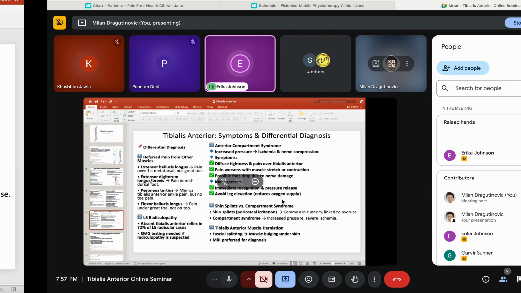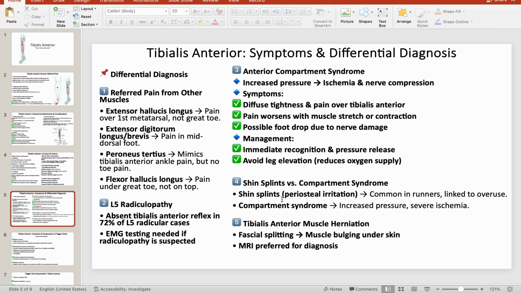I had a patient in school that had it, and he had to get his lower leg muscles removed. So all of his muscle mass is gone from his lower leg. Yeah, it's serious stuff. But once again, what are the things to look for?